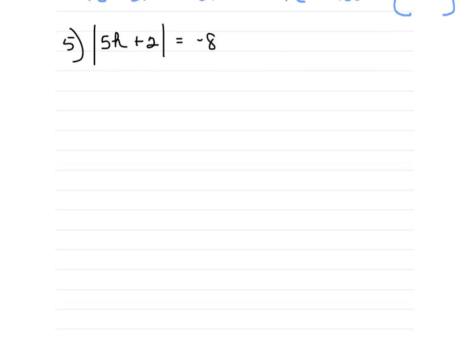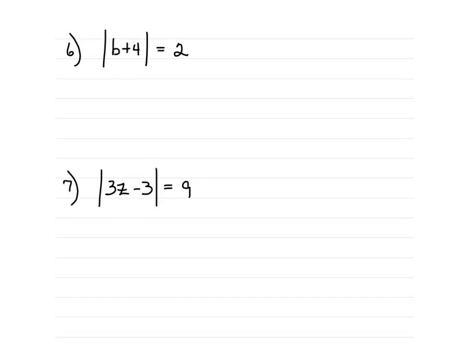On your own, let me pause the video for a moment while you work on number 5. Come back and check your answer. Number 5 has no solution. Well, clearly, there are no numbers whose absolute value is negative 8 because distance cannot be measured in negative numbers. Absolute value is never going to be negative.